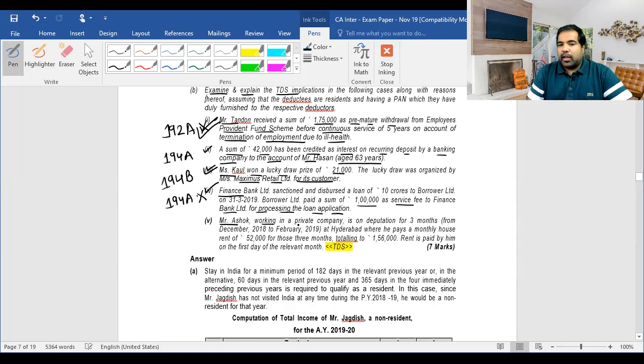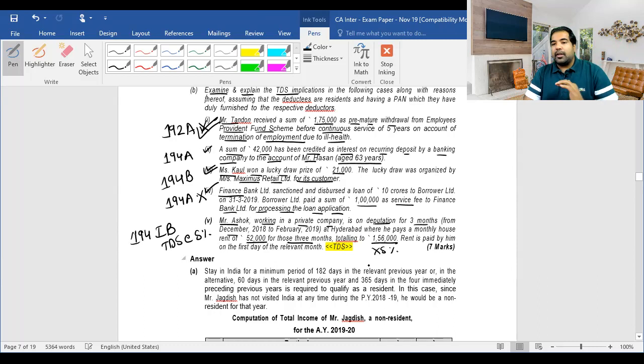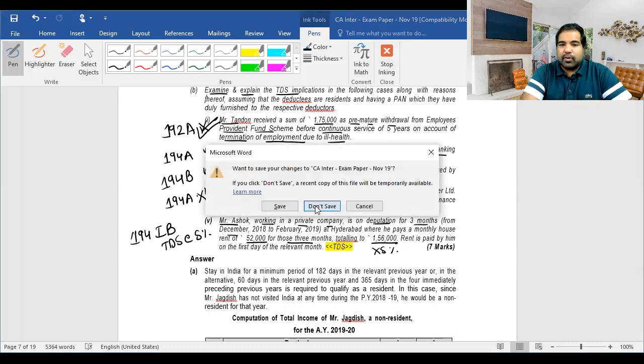Mr. Ashok, who's working in a private company, that means he's a small individual, small HUF, is on deputation for 3 months from December to January, where he pays a monthly house rent of 52,000. Because you're a small individual, small HUF, section 194IB applies. You're paying rent of more than 50,000 for 3 months, so you have to deduct TDS at the rate of 5%, and you can deduct it totally at the rate of 5% on all 3 months together in the last month. So 1,56,000 into 5% will be deducted in the last month and paid within 30 days. That is the answer. 7 marks again in November 2019 for this kind of question.